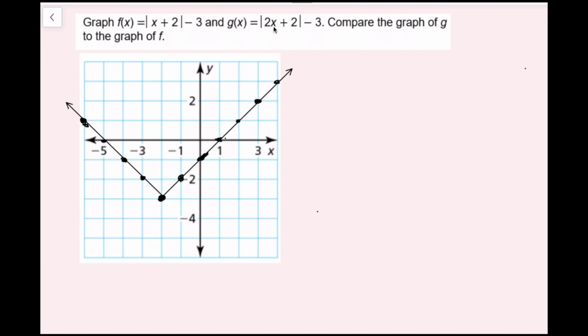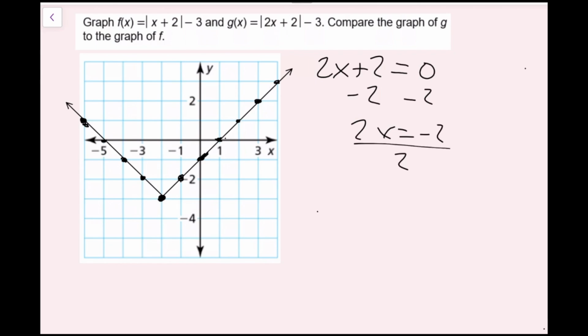Remember, the vertex x value is just, if I set 2x plus 2 in this case, the inside of the absolute value operator, equal to 0. Okay, so I get 2x plus 2 equals 0. Subtract 2. 2x equals -2. Divide both sides by 2, and I get x equals -1. Okay, so now my new vertex is at -1, which makes sense because if I'm compressing it by a scale factor of 1/2, my x value is just going to move closer towards the y-axis. I'm cutting the distance in half.